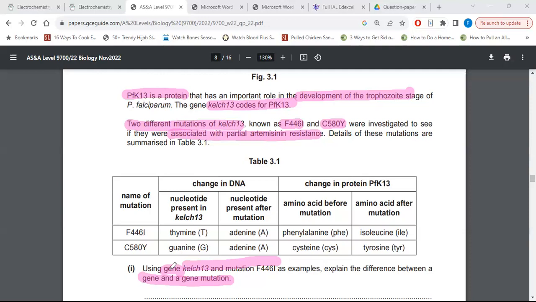And then you will give the definition of mutation. A change in the sequence of DNA is known as a mutation. Example, F4461. That's it. That's all we have to do. Give a definition of gene and a definition of gene mutation, because we have to explain the difference. We give both definitions, and then we simply write down that Kelch13 is a gene and the example of mutation is F4461. Making sense? Understand how we're getting the answer? Yes.